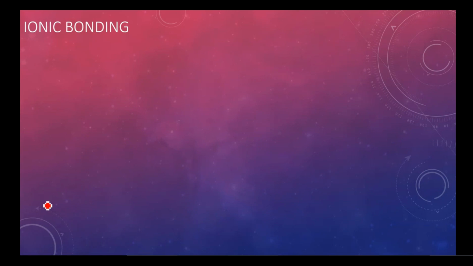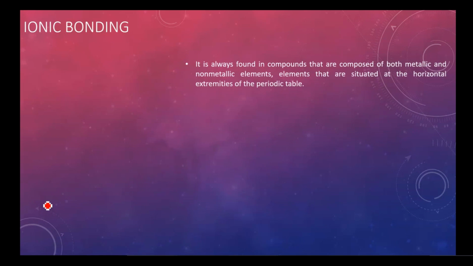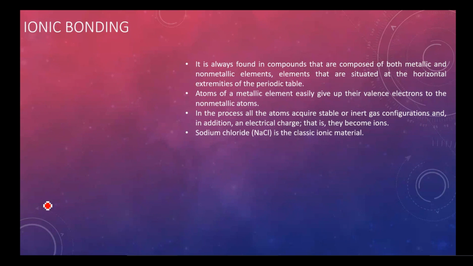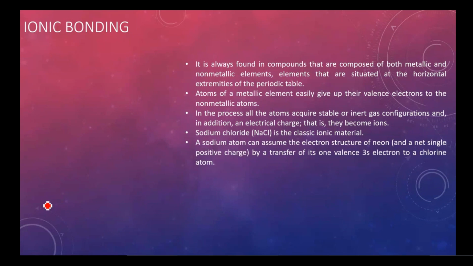At this point you are already familiar with ionic bonding. You know that it is composed of both metallic and non-metallic elements, normally situated at the extreme ends of the periodic table. The metal loses its electrons to become a positive ion, and the non-metal, the element situated to the extreme right of the periodic table, normally gathers up that electron and becomes a negatively charged ion.